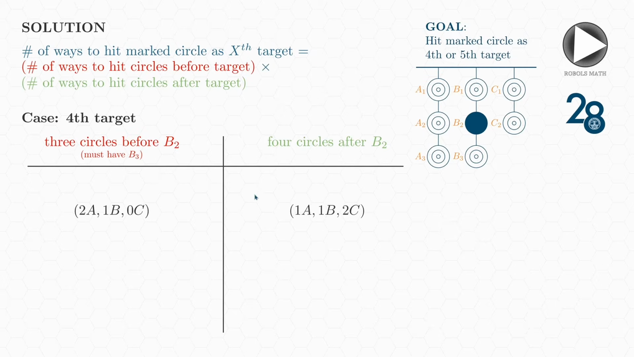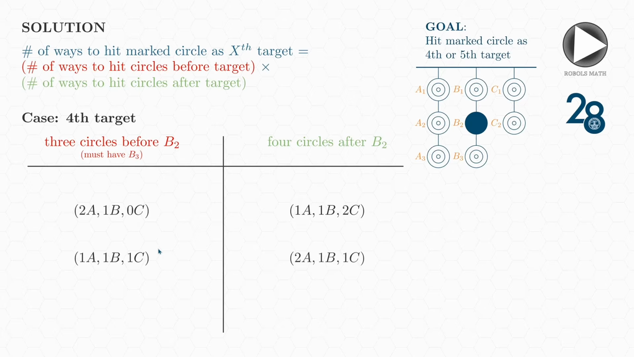Of course, there are other ways. Another way is that you hit A3 and then B3 and then C2. So that's also one configuration. And then after that, of course, you'll have two A's and then one B and then one C, right? In each case, note that the sum of the numbers in the red part should always be 3, and in the right part should always be 4. Okay? Are there any other possible configurations for this one?